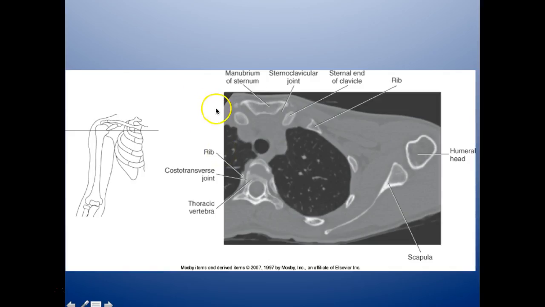So here's another CT. This is in lung windows, not bone windows, so you can see the bones aren't jumping out real clearly like they were on the others. So starting up top, you have your manubrium, your AC joint, and this is the sternal end of your clavicle. We have a rib right there. This is the head of your humerus with your scapula coming around. Looking here, this is your thoracic vertebral body. You have your costotransverse joint right there with your rib.